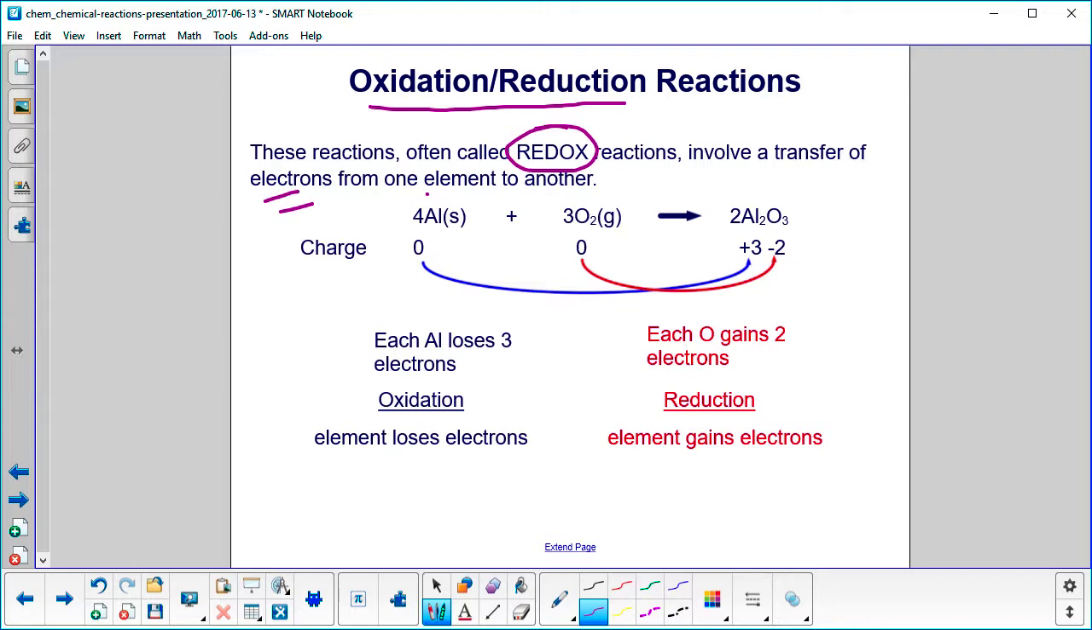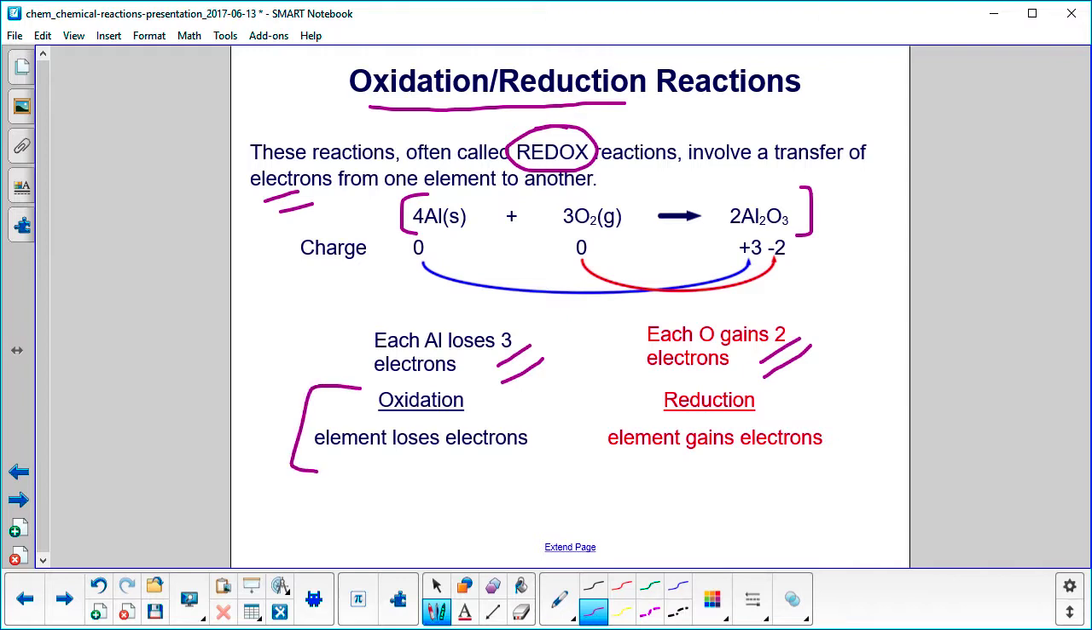So let's look at the reaction where you have aluminum combining with oxygen to form aluminum oxide. Originally, aluminum has zero charge, so does oxygen. They're in a neutral state. When they form the compound, aluminum is using its valence of +3, oxygen is using its valence of -2, and what's going on here? Each aluminum will lose 3 electrons. Each oxygen is gaining 2 electrons, so we have a stable compound.